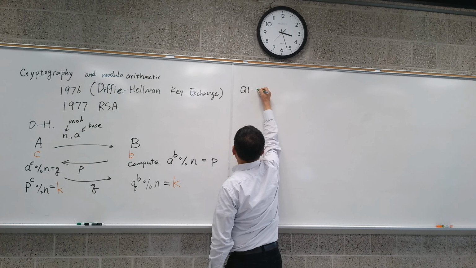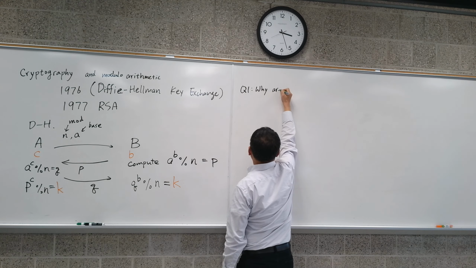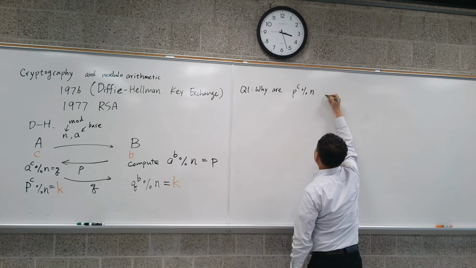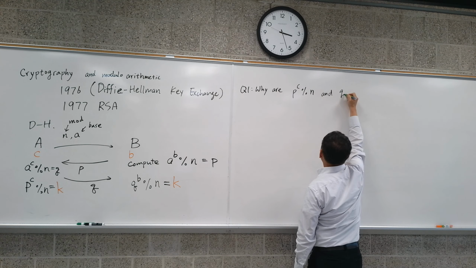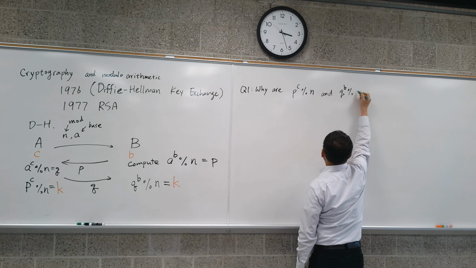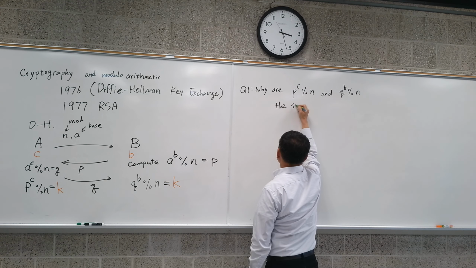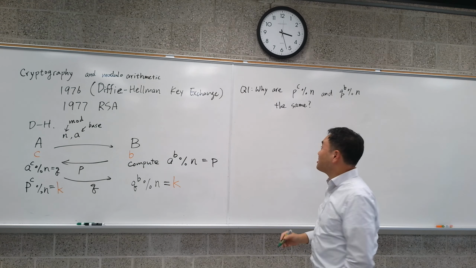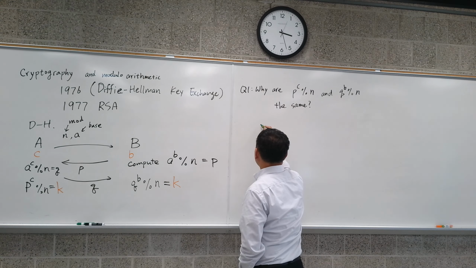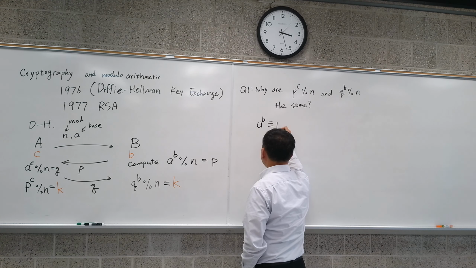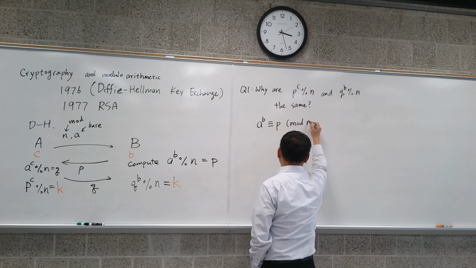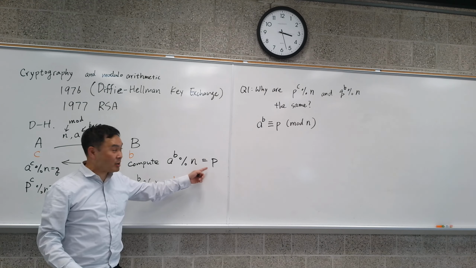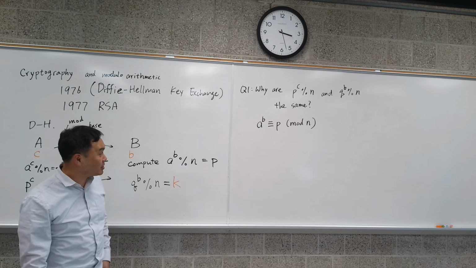So first, question one: why are P to the C mod N and Q to the B mod N the same? Well, if we do the mod algorithm, it's obvious, right? So see, A to the B is congruent to P mod N. Is that right? See, they're the same. They have the same remainder if you view it in mod N, right?